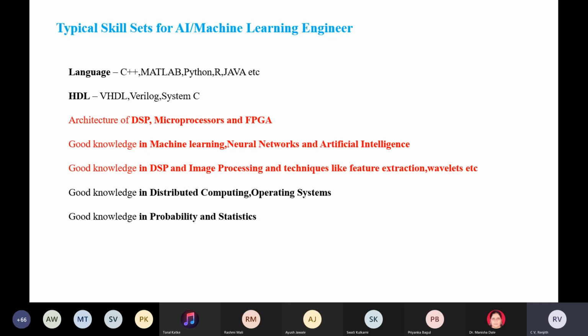So these are the various roles in software for an electronics engineer. And the common thing that you have seen is, one, you need to know DSP, FPGA and processors. Second, you should have good knowledge in DSP fundamentals. Third, you should have good electronics fundamentals. Without that, you can't work.